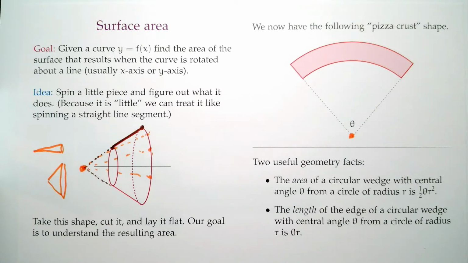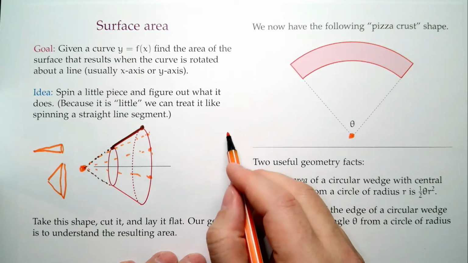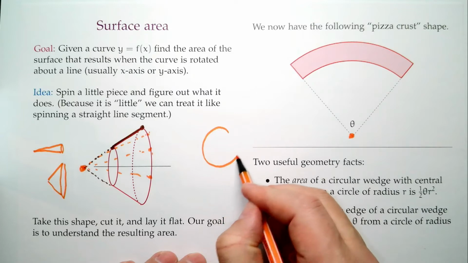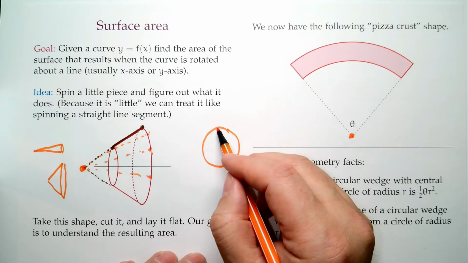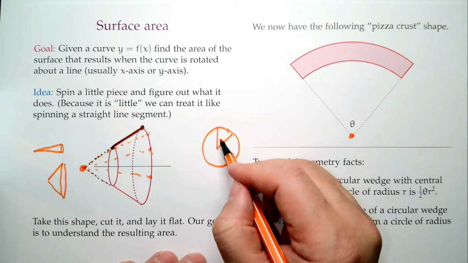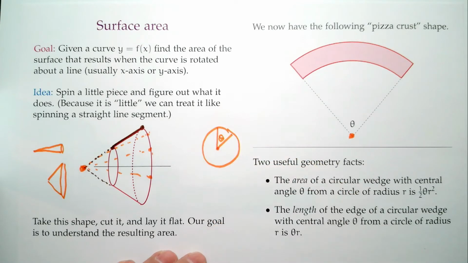So we need two straightforward facts. So one is how do you find the area? Because we are after finding the area of this piece. So the claim here is if I have a circle, so let's say this is my circle, and I take a little wedge, and I have an angle theta here. So this is supposed to be the center.